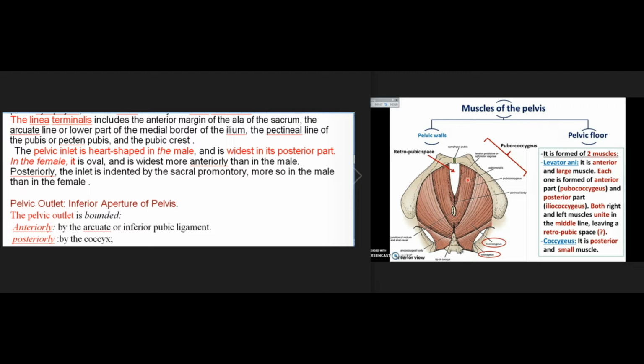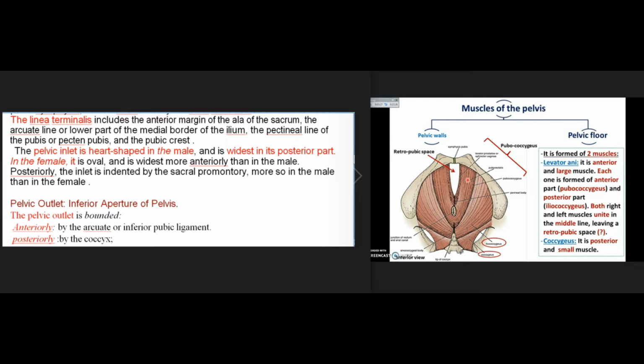The pelvic inlet is heart-shaped in the male, and is widest in its posterior part. In the female, it is oval, and is widest more anteriorly than in the male. Posteriorly, the inlet is indented by the sacral promontory, more so in the male than in the female.